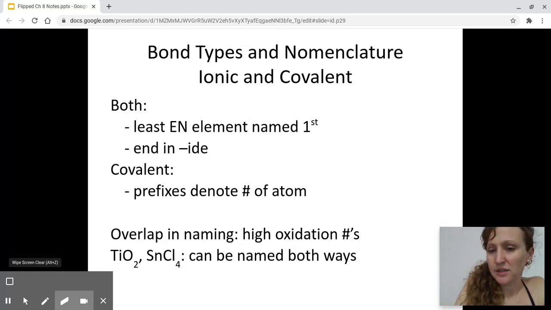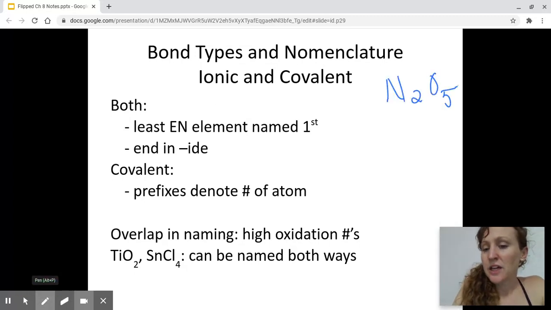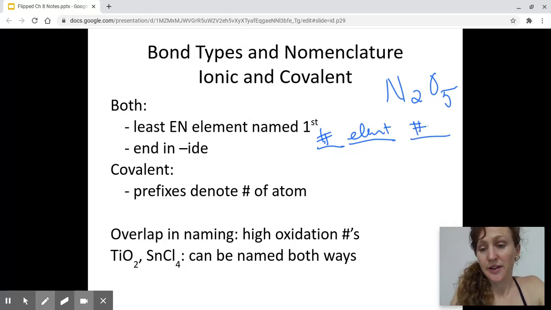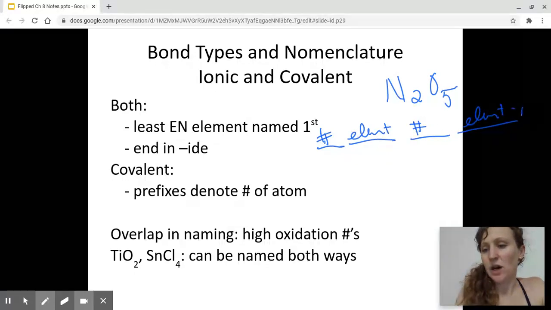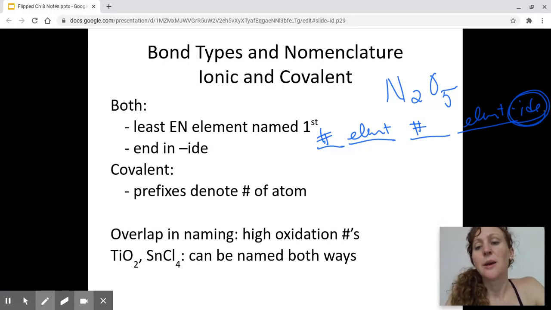So like N2O5, you're going to say the prefix, which shows you the number of nitrogen atoms, then the name of the element. The prefix, which shows you the number of oxygen atoms, and then the element. And then we always end them in -ide. Okay, so this would be dinitrogen pentaoxide.